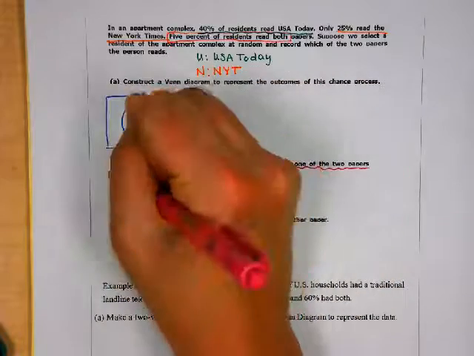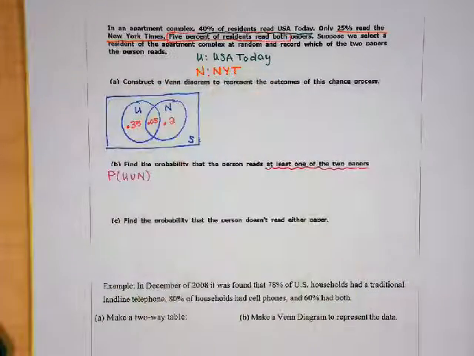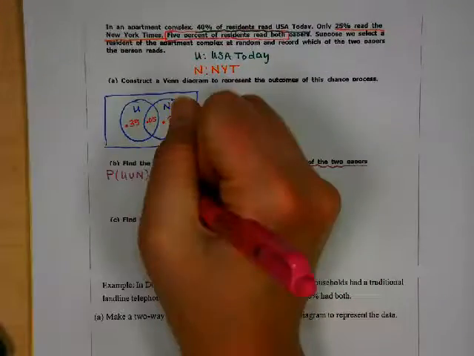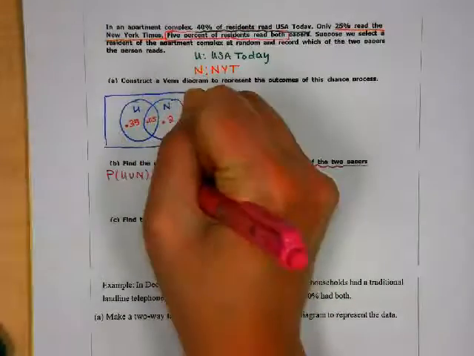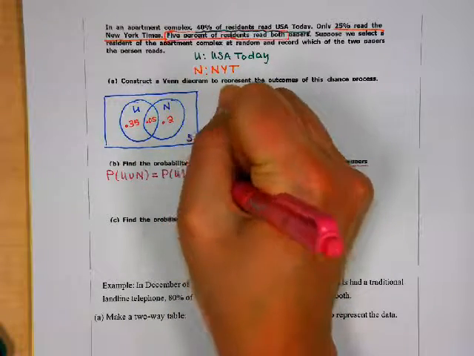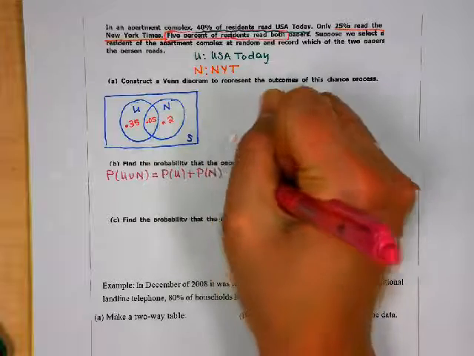And we just learned the rule to find that. We're going to take the probability that they read USA Today plus the probability they read the New York Times minus the probability that they read USA Today and the New York Times.